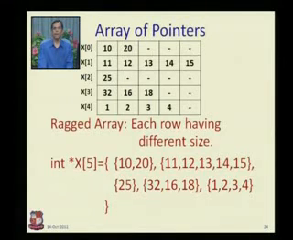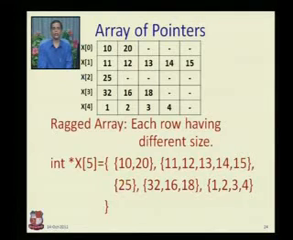What I do, I declare an array of pointers, meaning int star x5. Now see, this is an array of pointers, not an array. If it was a simple array, it would be x5, meaning an array of 5 elements. Now star x5 means an array of 5 pointers. So what are these 5 pointers pointing to?